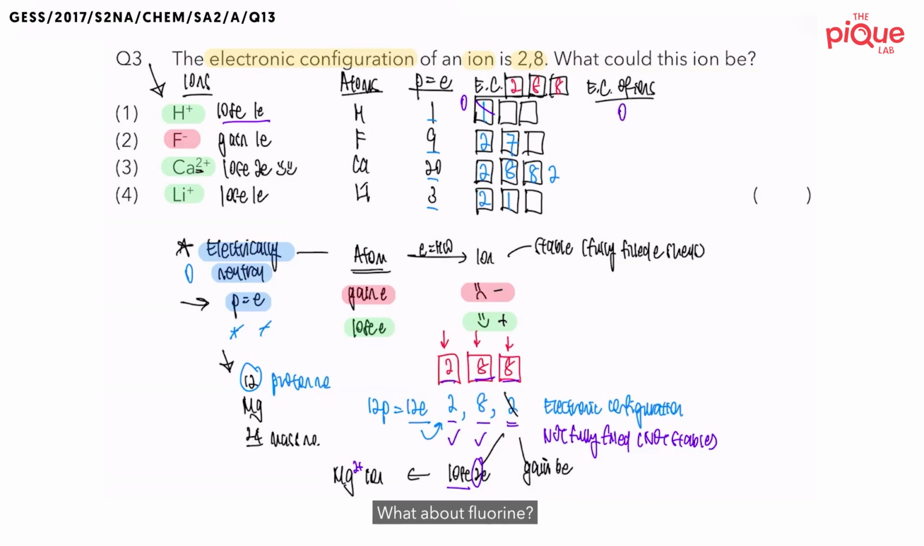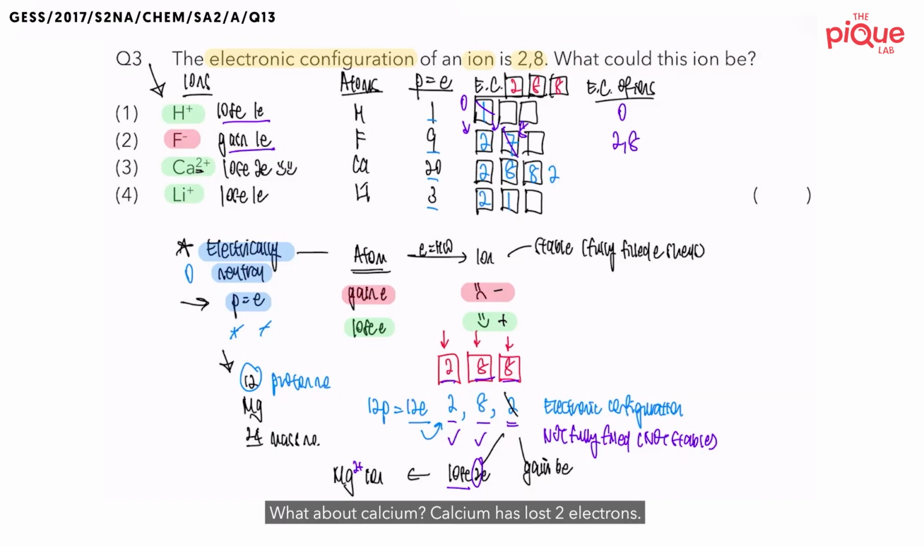What about fluorine? Fluorine has gained 1 electron, meaning I need to add 1 electron. But do I add it to the first shell or do I add it to the second shell? Well, the first shell is already fully filled, so I will add it to the second shell, and the electronic configuration would be 2, 8.